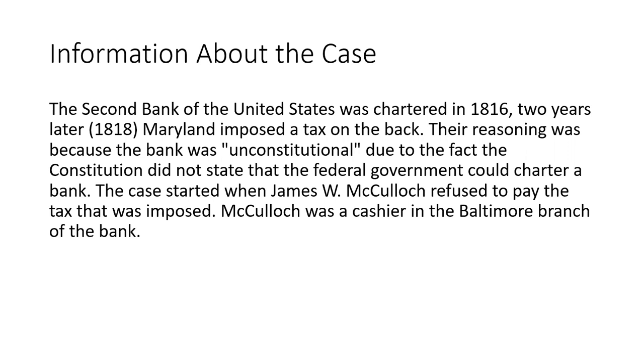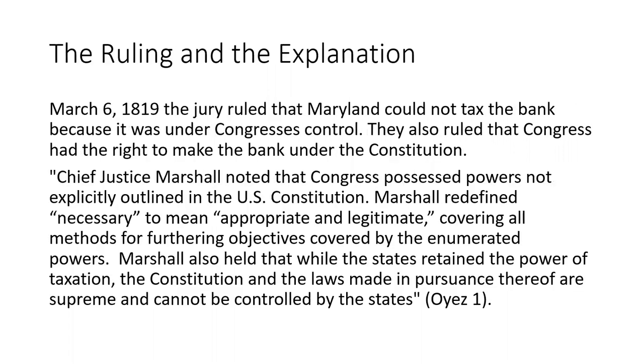The reasoning for this is because then it's going to compete with state banks and they're going to be less successful, especially because states have less money than the federal government. So the Maryland government's like, well, if you're going to do this, we're going to tax you. We're going to get some money out of it. The worker at the bank by the name of James W. McCulloch refused to pay that tax. And this is kind of what started the whole case. It was then taken to court because Maryland wanted to pay. He refused, and so someone had to settle it.